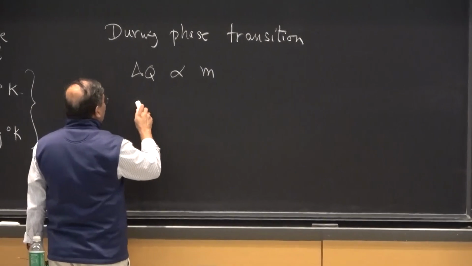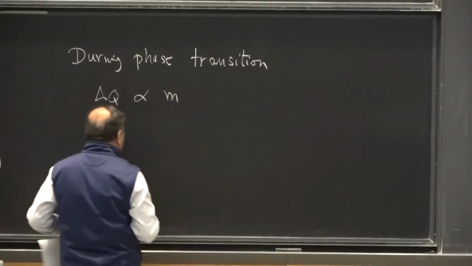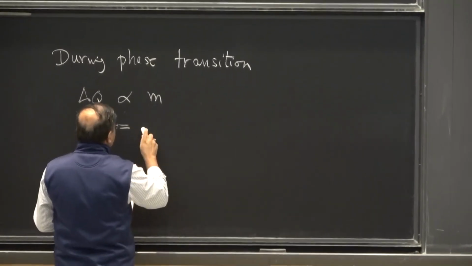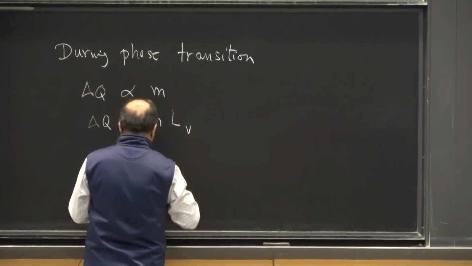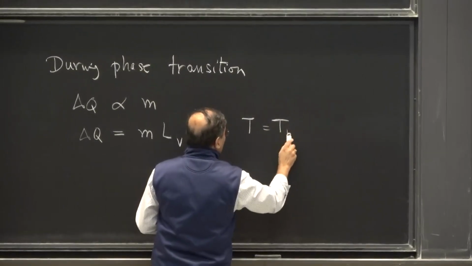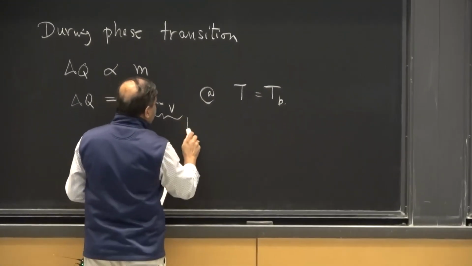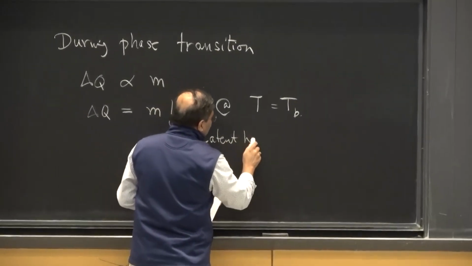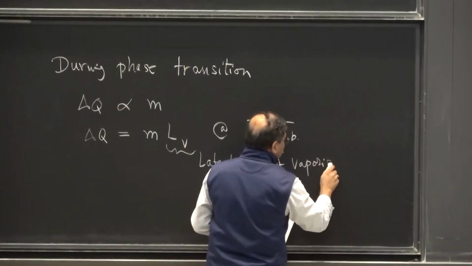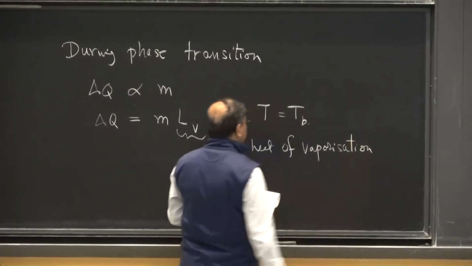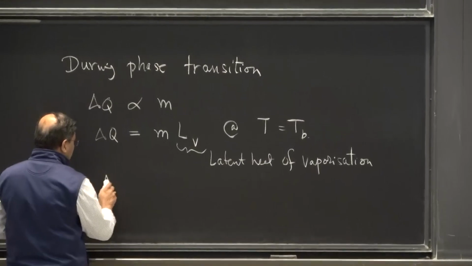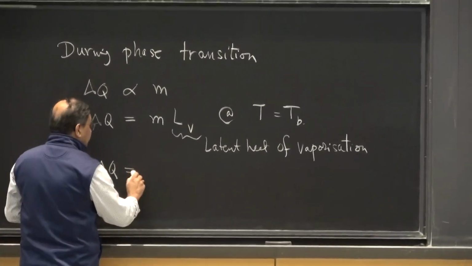So therefore delta Q, if I want to convert this to an equation, I would write this equation in the following form. This equation would be, let's say, the mass times a constant LV at boiling point. TB stands for boiling point, and this LV is called latent heat of vaporization. Okay, the latent heat of vaporization. It is a constant, obviously. You've got to determine this constant experimentally or calculate it based upon a theoretical understanding.